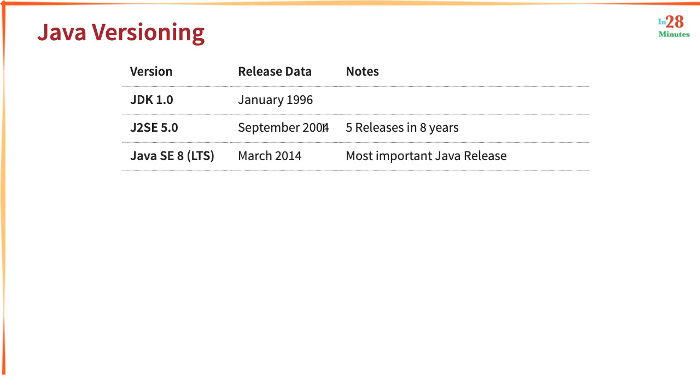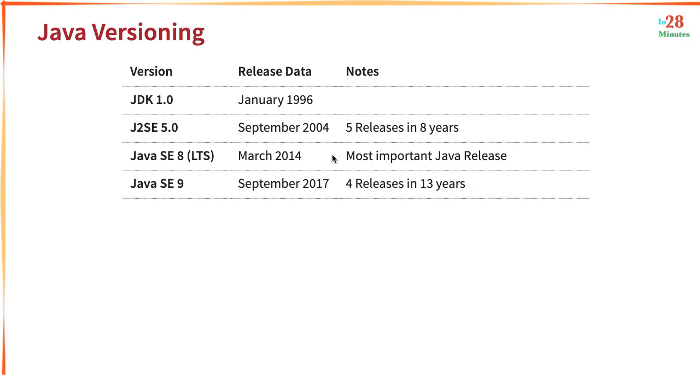The next major release, as far as I'm concerned, is Java SE 8. This was released in March 2014. And as far as I'm concerned, this is the most important Java release because this is the release which brought in functional programming. In an earlier section, we looked at functional programming. Before Java 8, there was no functional programming in Java. Java 8 brought in functional programming constructs like lambda, streams, method references, and all that wonderful stuff.